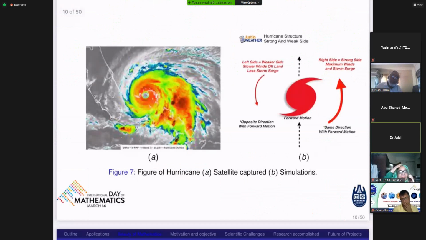If you go a little higher, figure A shows a hurricane captured by satellite. Figure B is simulated using the computer. So if we know the mathematics, we can simulate this kind of hurricane on our computer, and then we can predict in advance how strong it could be, and take the necessary steps to avoid disaster.